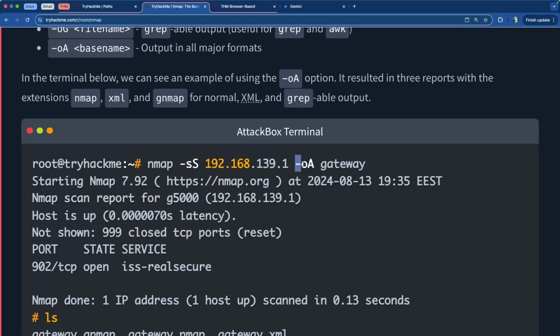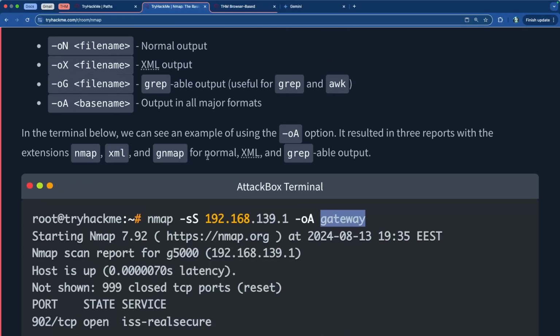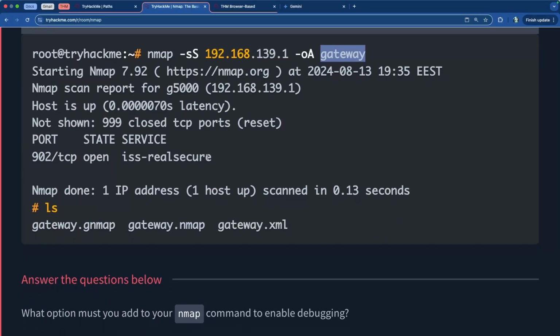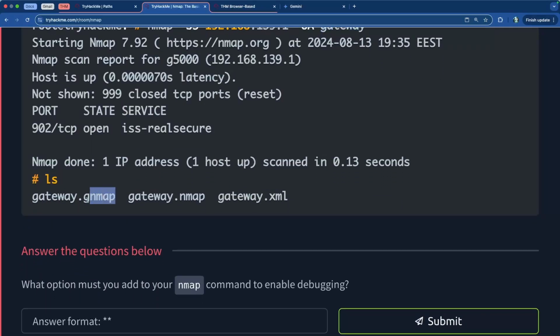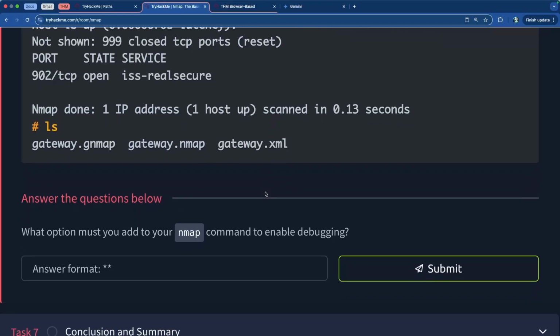So if we actually do -oA and then save it into gateway, the name of the file will be gateway, but it will be gateway.xml, gateway.txt, so on and so forth. So this is what you get: gateway.nmap, gateway.gnmap, gateway.xml, right? These are the things that you get.